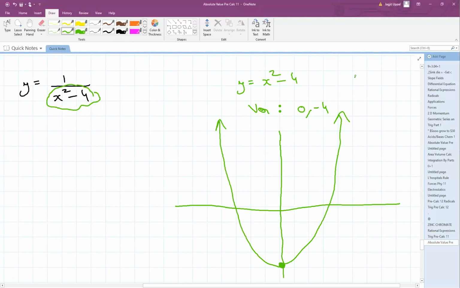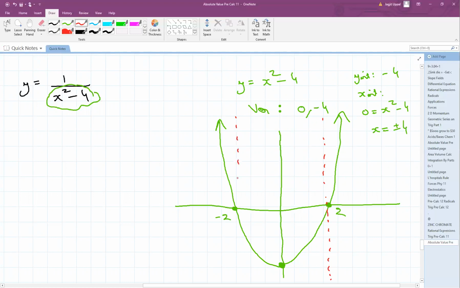Okay, then we're going to get the y-intercept. To get the y-intercept, you make your x equal to 0, so that's at minus 4. Then we're going to get the x-intercept, so you make your y equal to 0. So from there, you get x is plus or minus 2. So this x-intercept is at 2, and this x-intercept is at minus 2. Wherever you have the x-intercept, those guys are going to be your vertical asymptote. There you go. So you will say you have a vertical asymptote at x equals 2 and at x equals minus 2. Does that make sense?